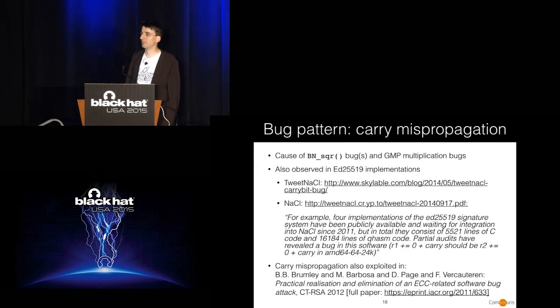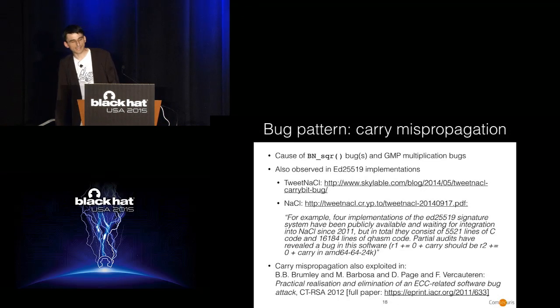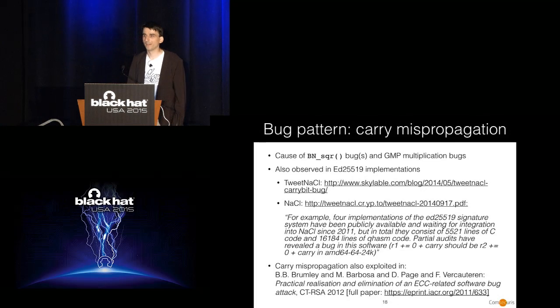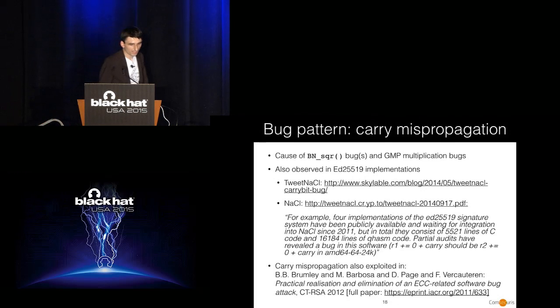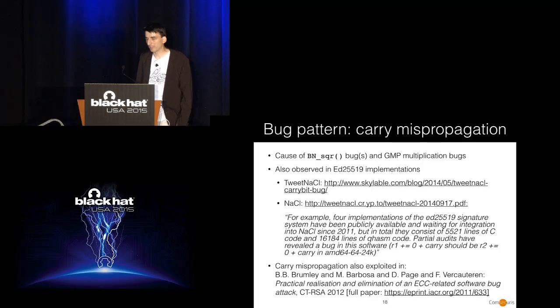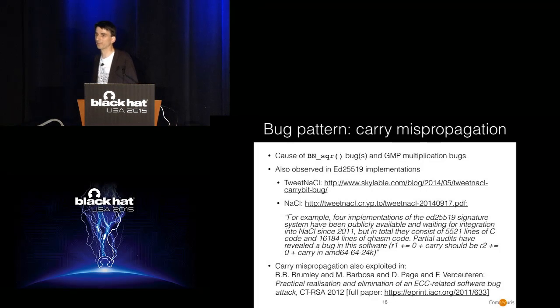And it turns out that this is a very, very common pattern. It's not just in OpenSSL and in GMP, but it's also been observed in the Ed25519 implementation. So this is a curve that was proposed by Dan Bernstein, and there's a library called NaCl. It's not the Google NaCl, it's the same name, different library. That's the crypto library which uses this curve.